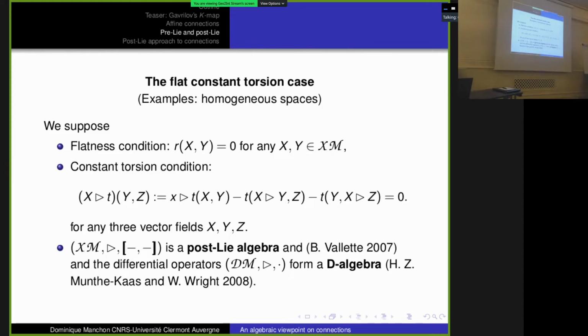Okay, now the vector fields together with the triangle and the bracket, it's a so-called post-Lie algebra. So this notion is due to Bruno Vallette in 2007. But independently, Munthe-Kaas and Wright have coined the notion of D-algebra, which is very close to this. And roughly speaking, it's not completely true, but roughly speaking, a D-algebra is the universal enveloping algebra of the post-Lie algebra.